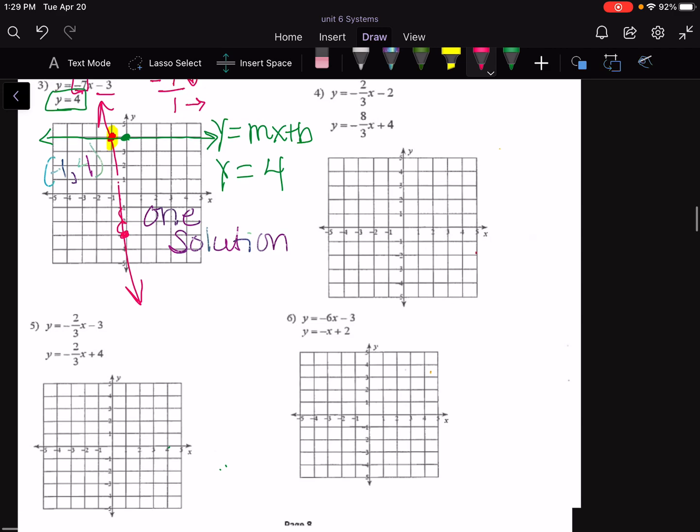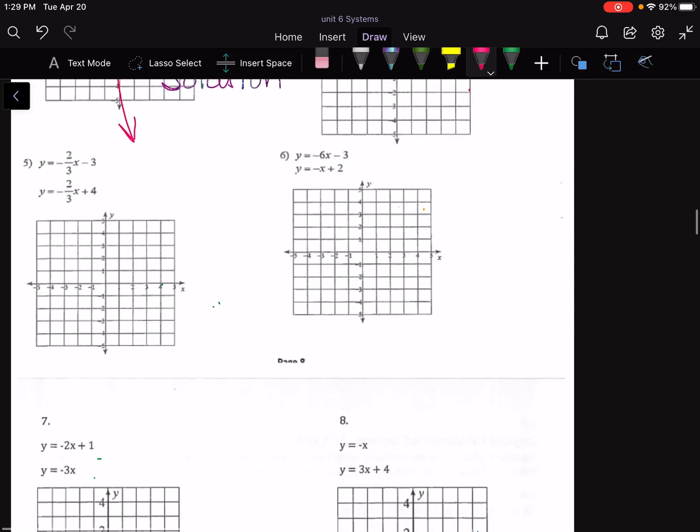Okay, let's skip down and look at number 5. One thing I notice right off the bat on number 5 is that there is something in this equation that's similar. If we notice, both of these have the same slope. And if you recall from our notes, equations that have the same slope will end up being a specific type of graph. If they have the same slope but different y-intercepts, then you're going to end up with parallel lines.